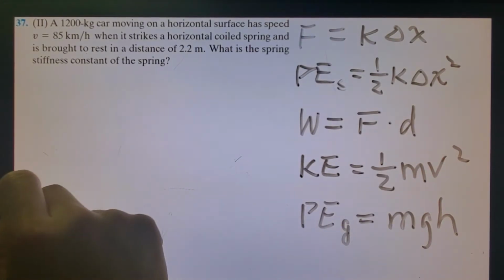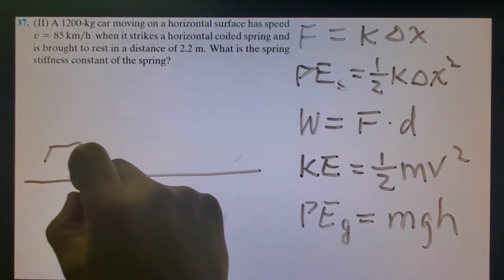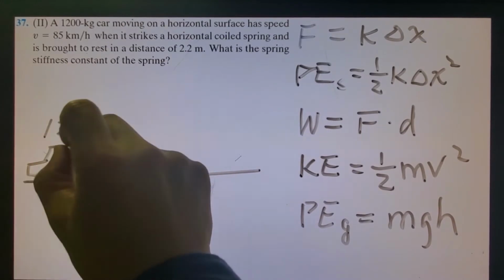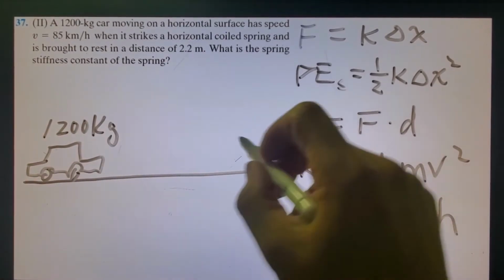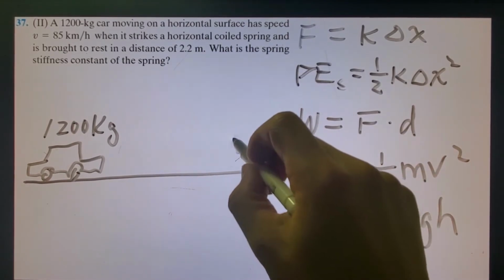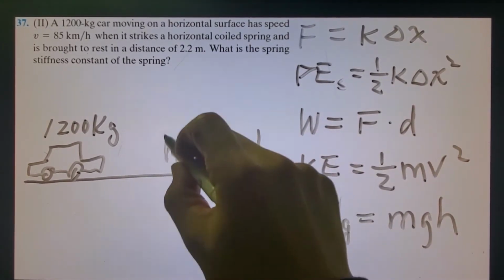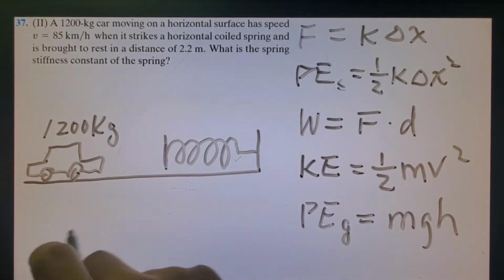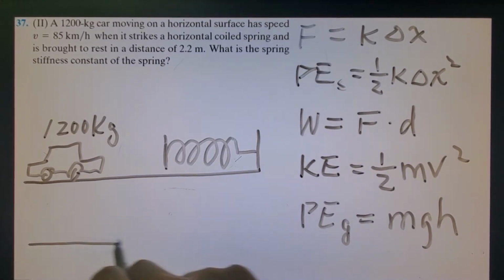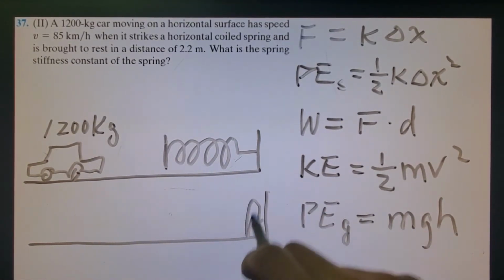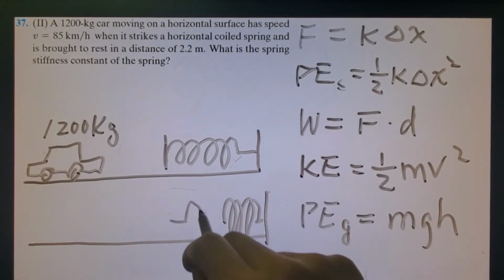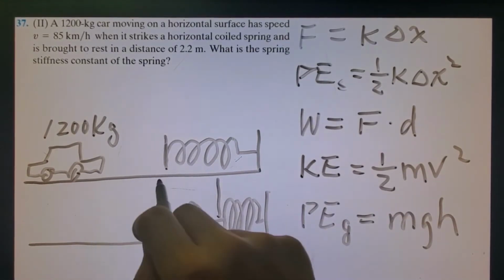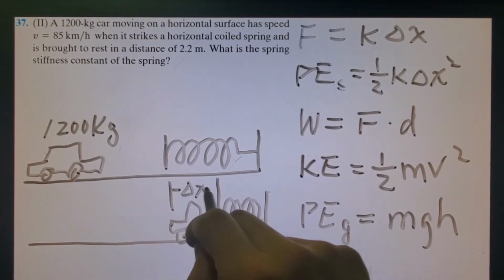So what is the problem about? Horizontally here, there's a car moving. And over here, there is a spring, not elongated, just a spring. Once the car moves in this direction and hits the spring, the spring will be compressed. In this case, this will be my delta X.